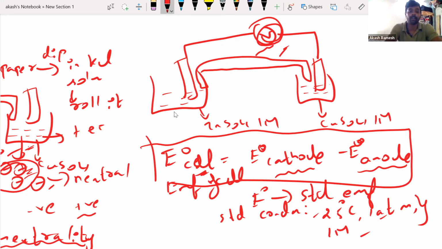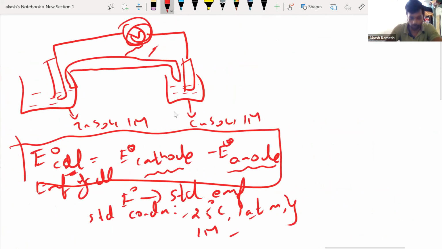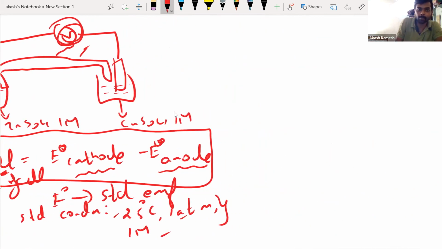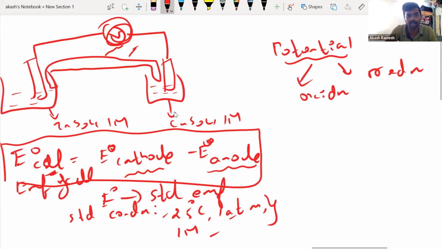Okay, right. Now, there is one more point I want to tell you, guys. When I say potential in electrochemistry, I can have two types of potential. One is what is called oxidation potential. The other one is what is called reduction potential.